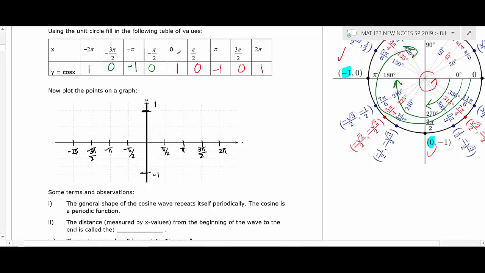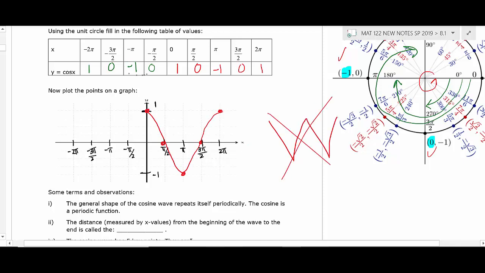Okay, and then we're just going to plot points. So I'm going to kind of start here. We got 0, 1 is a point. Pi over 2, 0. Pi, -1. 3 pi over 2, 0. And 2 pi, 1. Okay, connect it into a nice curve like that. Don't do it like this. It doesn't go like that.